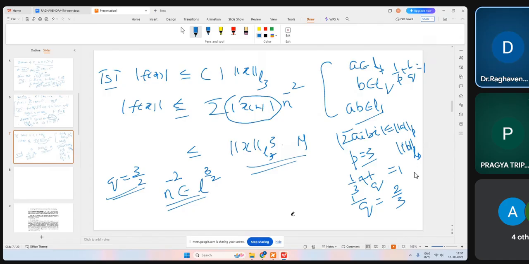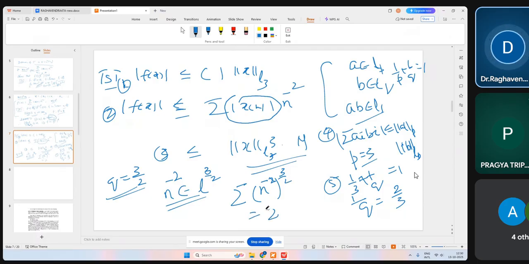How many steps are there? First step: 1, 2, 3, 4, 5. Is n raised to minus 2 in L of 3 by 2 or not? You take the power. So the summation of n raised to minus 2, you have to raise it to this power, right? This is nothing but the summation of n to the minus 3, right? This is finite. Yes, sir.